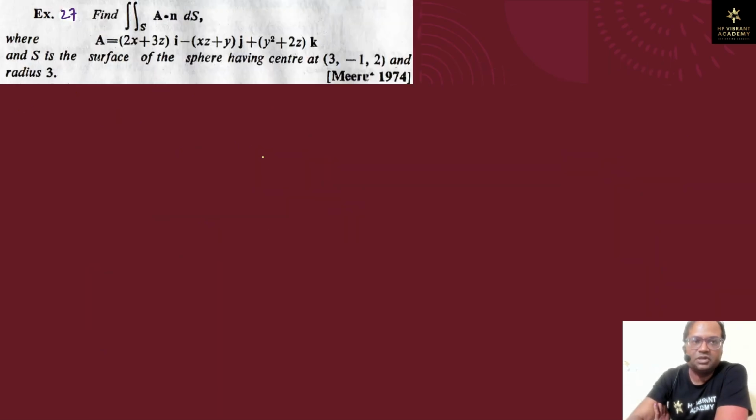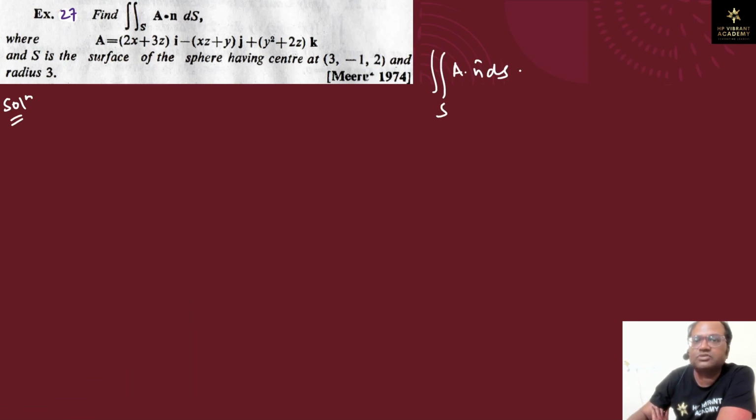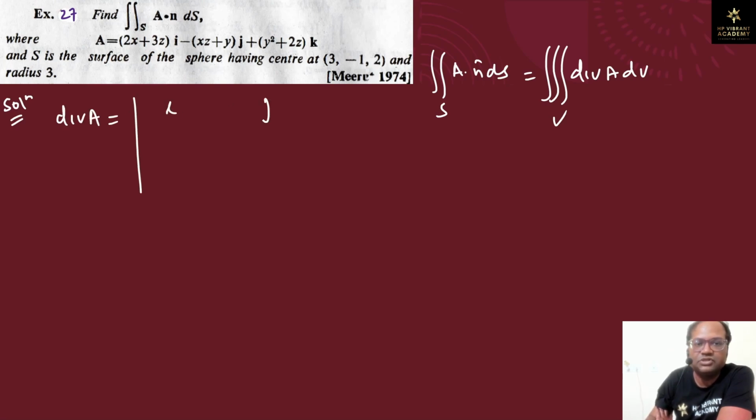Okay. Let us discuss question number 27. How can we solve this? We have to find the value of the surface integral of a dot n cap ds. Using Gauss divergence theorem, this is equal to the volume integral of divergence of a dv. So let us find the divergence of a. Sorry, this is not curl of a, this is divergence of a.